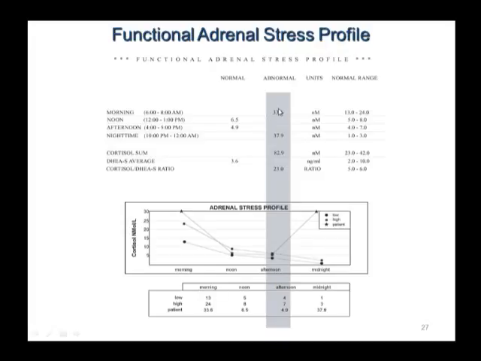Oftentimes when we see morning cortisol levels elevated like this, it's either because of poor blood sugar control throughout the night, or it could be a chronic infection. Could be chronic yeast, bacterial, or a parasitic infection. This could also be from an individual who works the night shift, so they sleep during the day and they work at night.